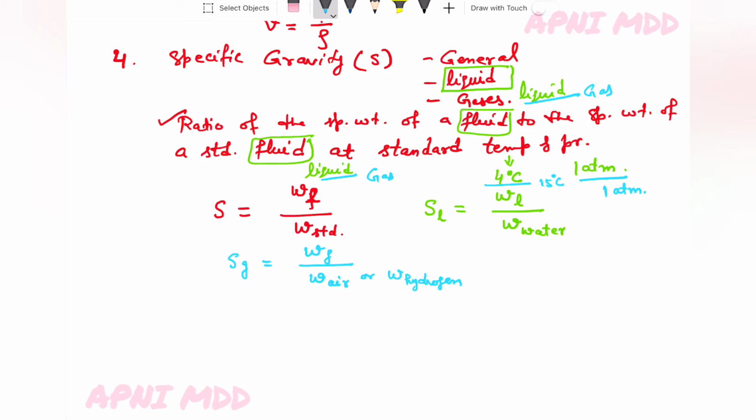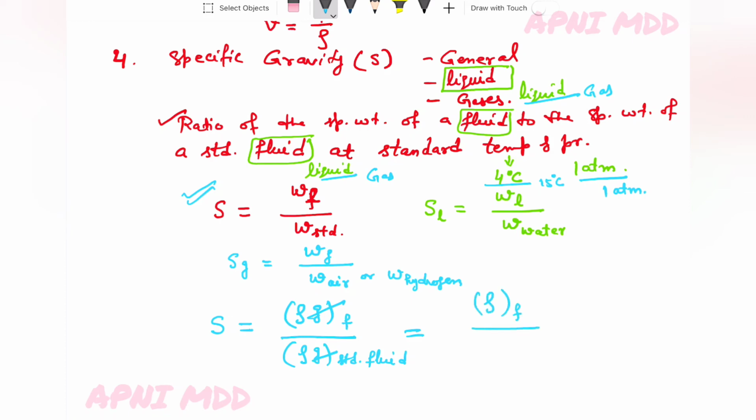Now specific gravity S you can also write as, if we talk about this general term, that is equal to, specific weight of fluid we can write as rho into g of fluid. Now specific weight of water we can write as rho into g of water or standard fluid. This becomes, now g is constant, so this becomes rho for fluid divided by rho for standard fluid.